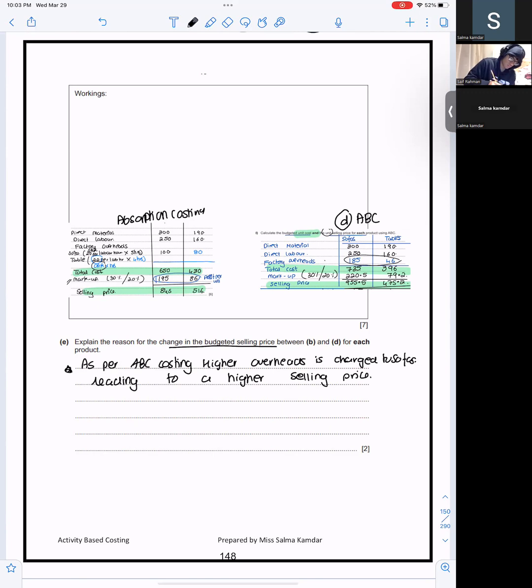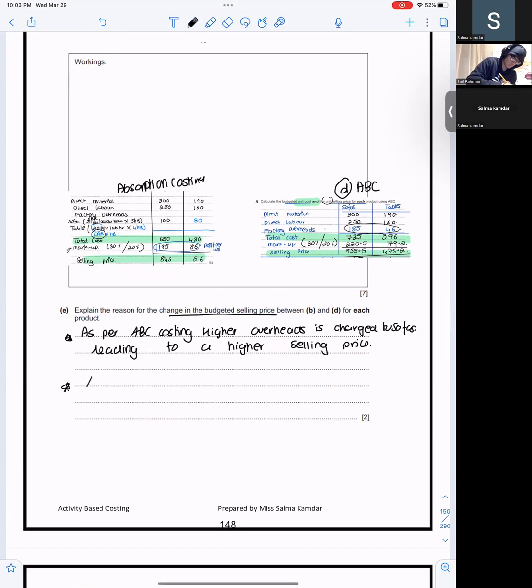And how about tables? As per ABC, it has a lower selling price. Why? Because of lower overheads charged to tables, leading to a lower selling price.